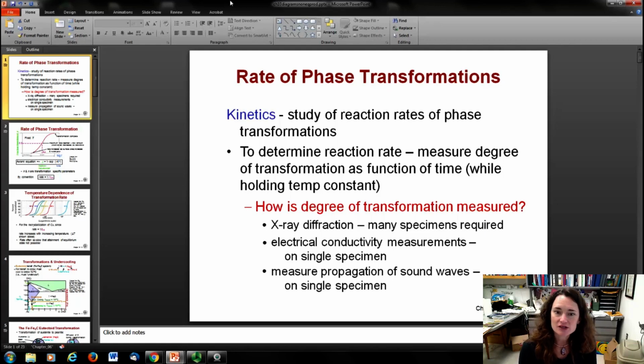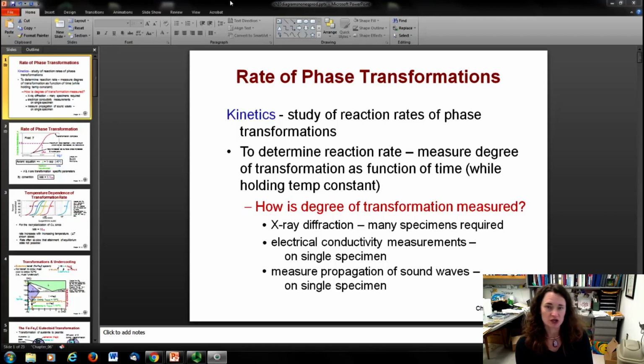Now, how might they do that? Well, you could put your sample inside of an X-ray diffraction machine, X-ray diffractometer, and then continuously take diffraction patterns as time goes on. And remember that crystalline structures have changes in the diffraction pattern based on the crystalline spacing. So that's one way to do it.